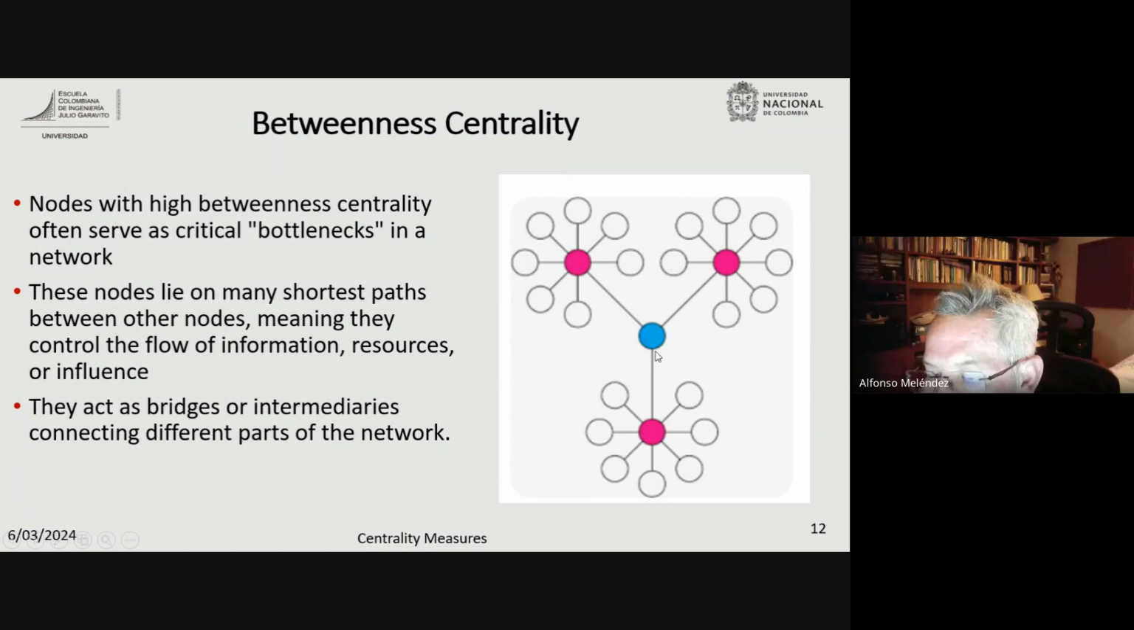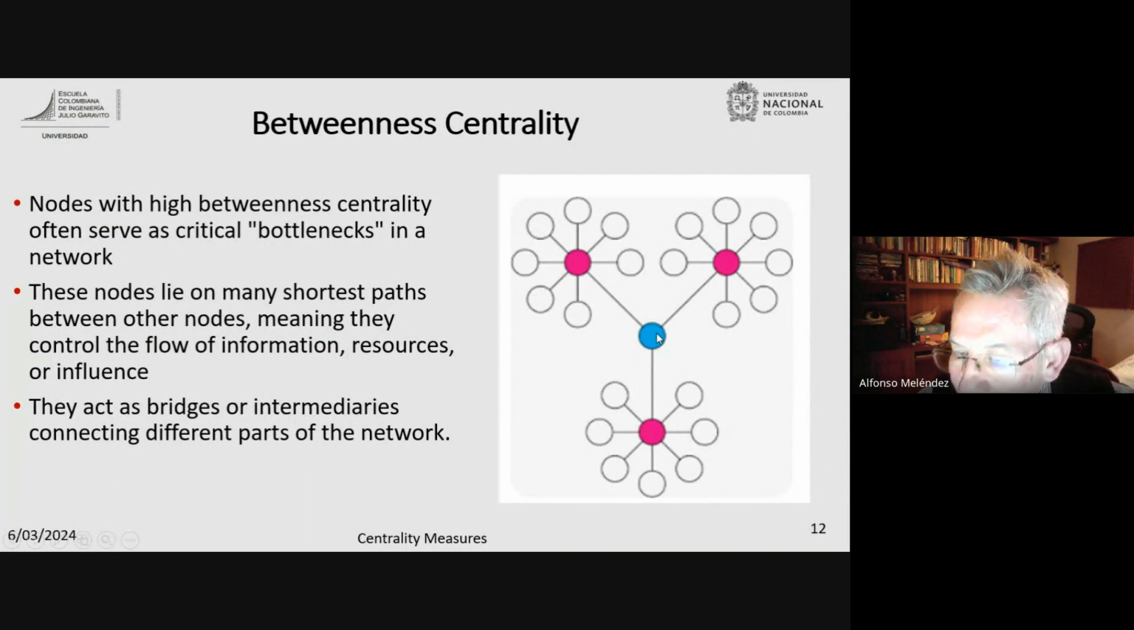Look, this node is not good in degree centrality, okay? It has only degree 3. Yes, is it clear? But this is very, very important in betweenness centrality, because all the paths that go from this node to this node here, from this node to this node here, have to pass through this node. So although the degree centrality of the node is low, the betweenness centrality of this node is very high. All the flow of information has to go through this node.